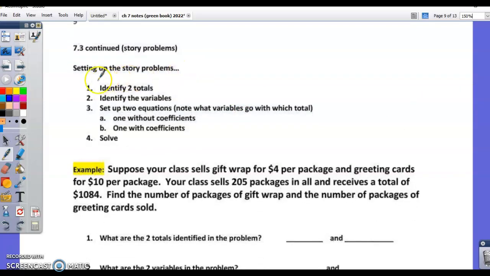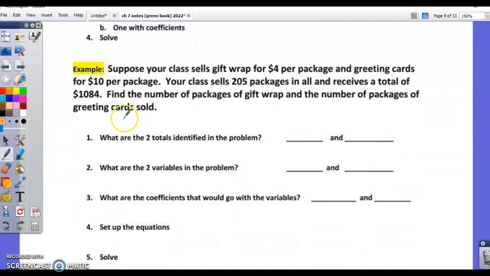So when we're dealing with systems, one thing we're going to be looking for with these story problems is we're going to identify two totals. Usually one total has to deal with money and the other has to deal with total amount of items. So think about that as we're reading these next couple problems as examples. Then we're going to identify what the variables are. You're usually dealing with two different items or objects. Then we're going to set up our two equations, and then we'll have to just note what variables go with each total. For these, one's going to have coefficients, one's not going to have coefficients, and you'll see what I mean as we go through those, and then you solve the system.